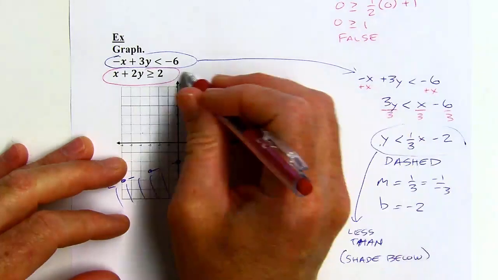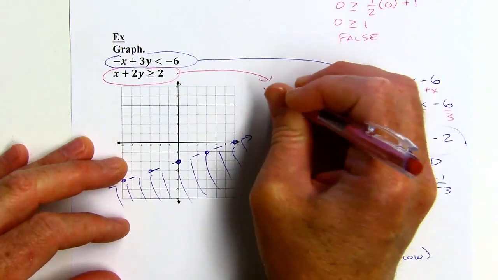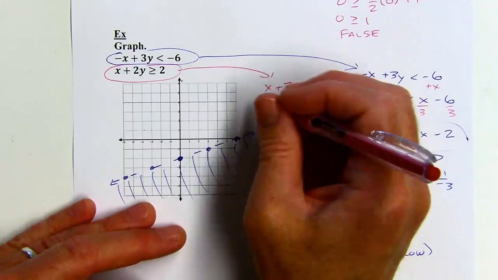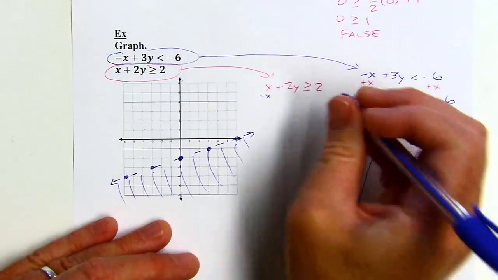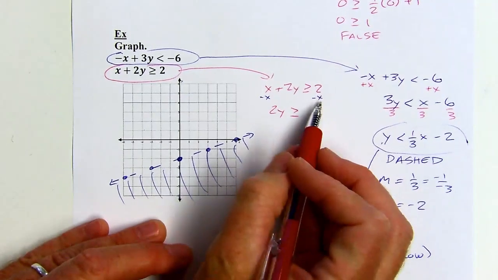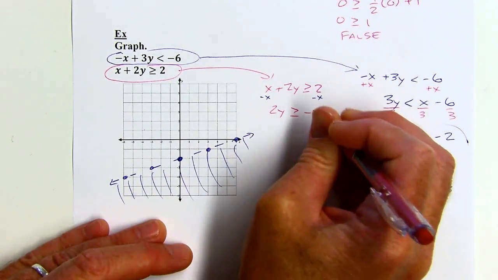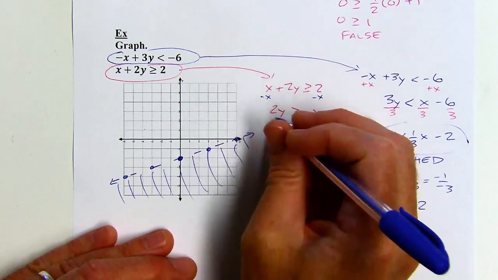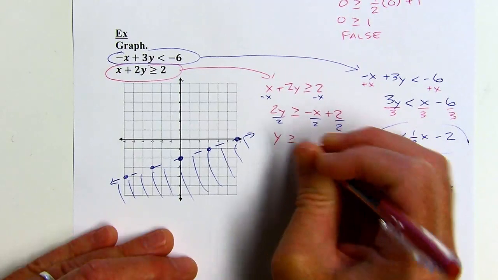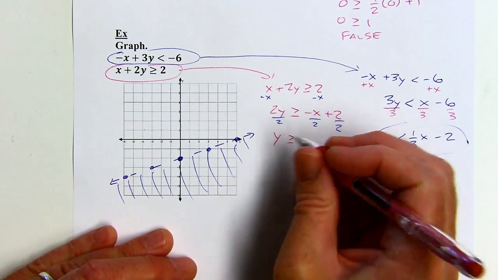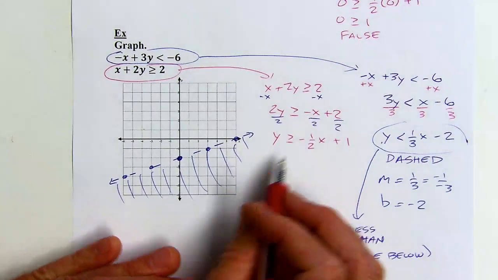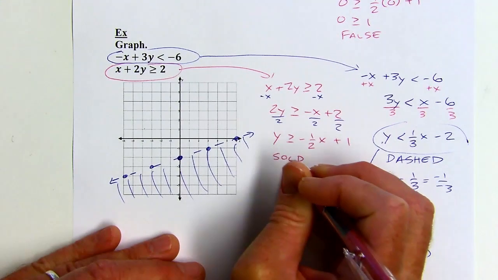All right, and then let's do the same kind of thing here. I'm going to put it in y equals mx plus b form. So I'll subtract x from both sides. That gives me 2y. I'm going to put the negative x in front of the positive 2, and then I'll divide everything by 2. So I could think of this as negative 1x over 2, so negative 1/2 times x. And then 2 divided by 2 is 1. Okay, so this one is going to be a solid line.